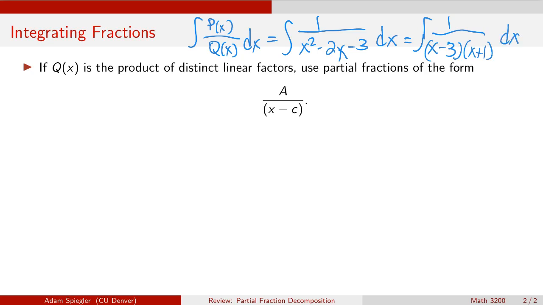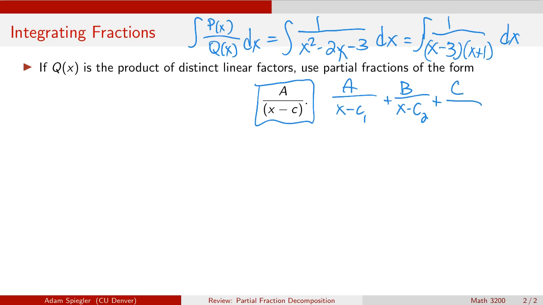And then for each factor, we get a term that looks like this. So if my denominator has two linear factors, then maybe it looks like this. If we have more factors, if q of x is a higher degree, maybe it's 3 or 4, then in theory we could have more factors, and that means we would get a system of 3 equations with 3 unknowns and so on.